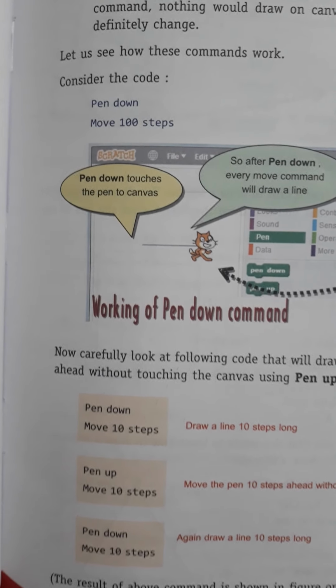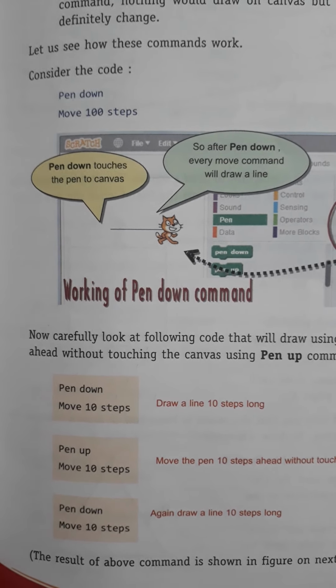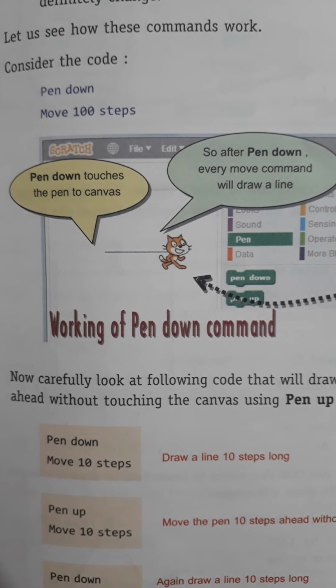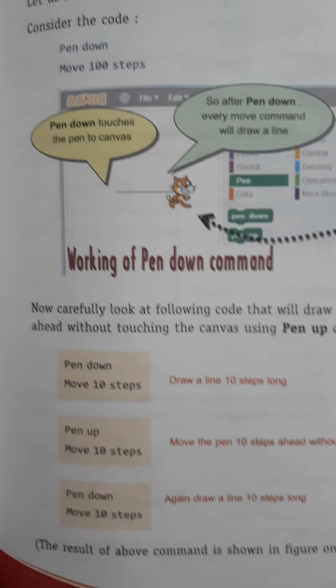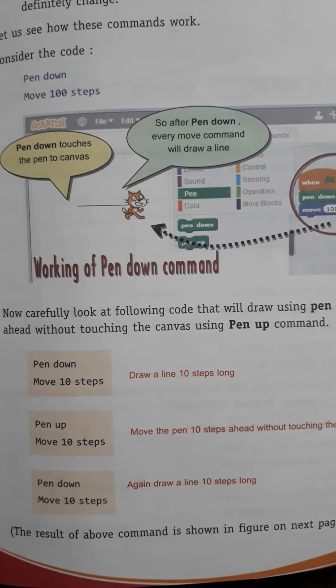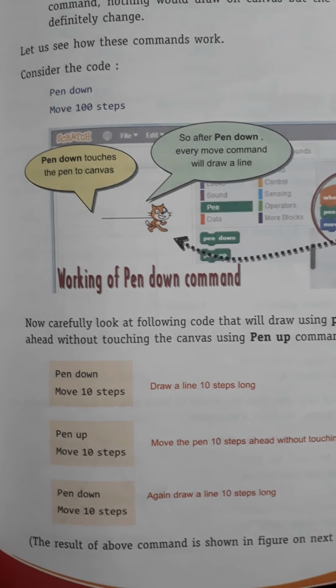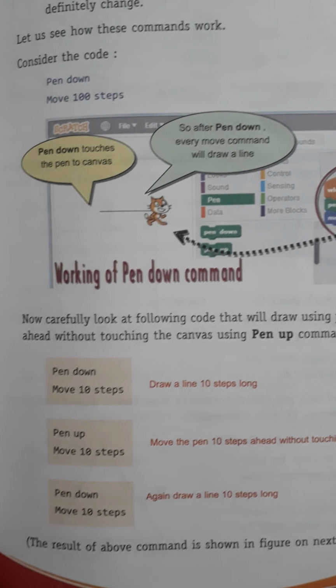Consider the code pen down, move 100 steps. When we give this code, this type of line is drawn by the sprite after moving 100 steps. Now carefully look at the following code that will draw using pen down, then move the pen ahead without touching the canvas using the pen up command.